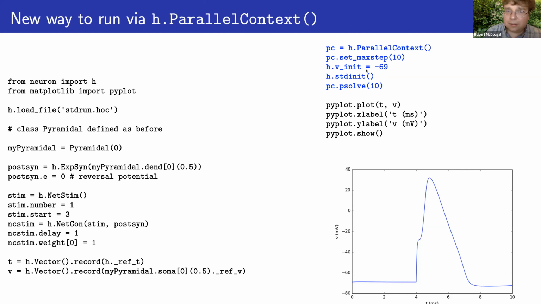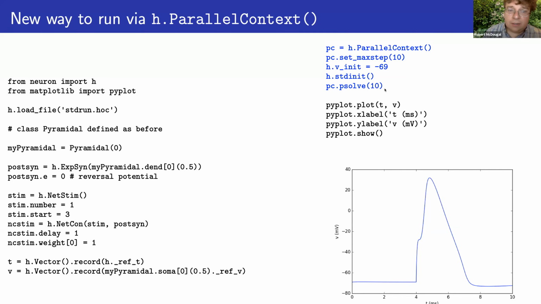I'll get back to you on Thursday about whether or not this is necessary, but I don't think so. I think you can just do a regular finitialize. But finally, what you can't do is a continue run. Instead, we're going to use the parallel context and the psolve, or parallel solve, pc.psolve(10). And what that does is run our simulation until time 10 milliseconds.